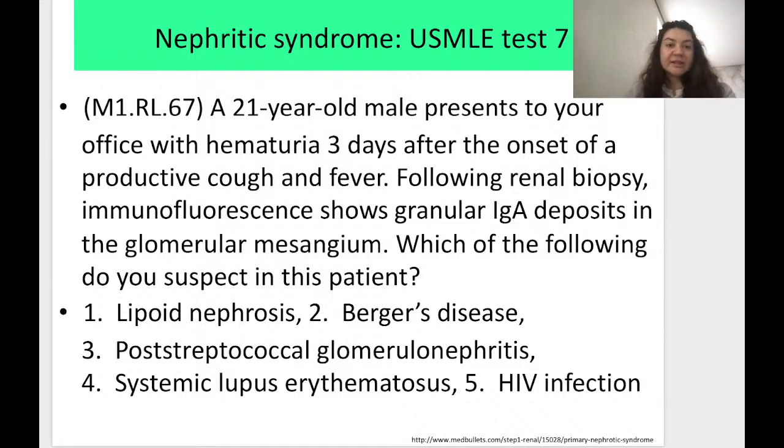First option, lipoid nephrosis. Second, Berger's disease. Third, post-streptococcal glomerulonephritis. Fourth, systemic lupus erythematosus. And fifth, HIV infection.